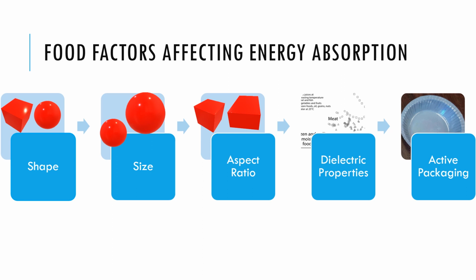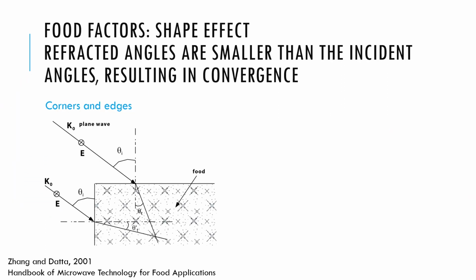That's just difficult because the situation is quite complex, and it's complex because these factors that you see here, shape, size, aspect ratio, dielectric properties, or active packaging, they interact with each other. They cannot be considered in isolation. And so that makes the whole situation quite complex. So first, we would look at the shape effect. We will talk about two different aspects of the shape effect.